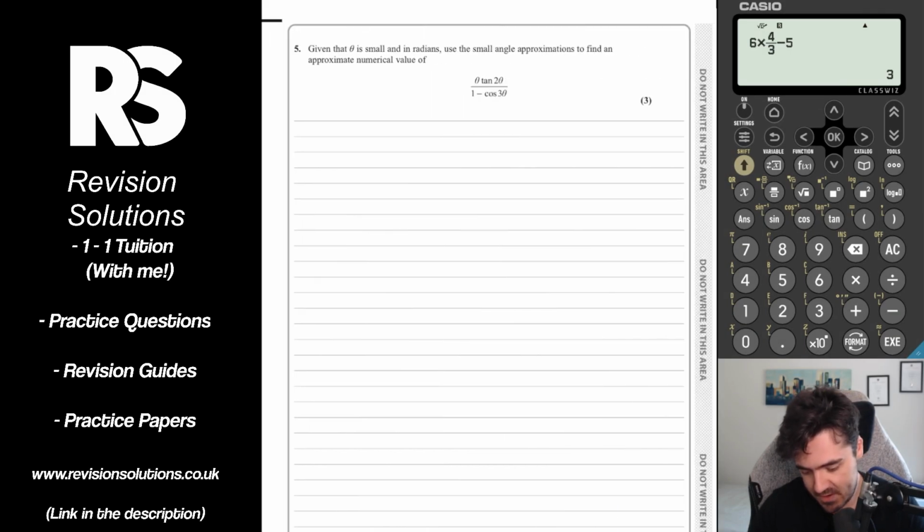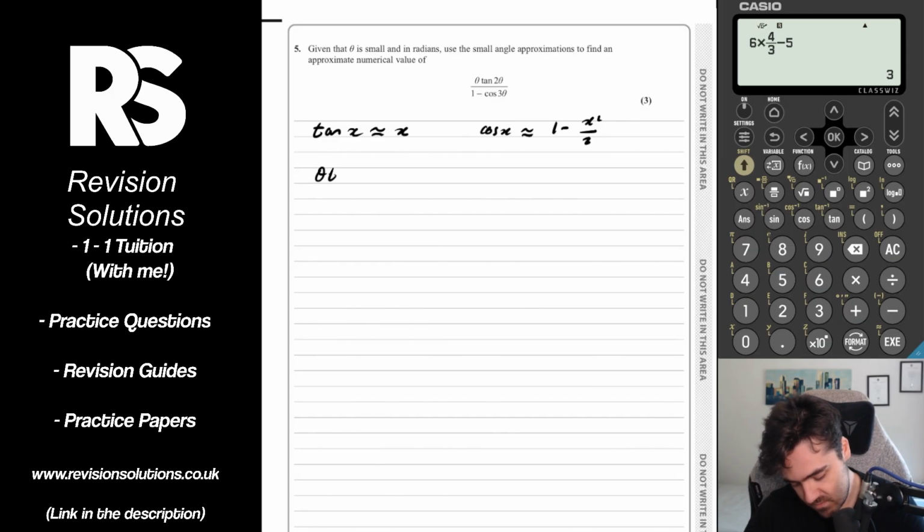Moving on to question 5. It says, given that theta is small and in radians, use the small angle approximation to find an approximate numerical value of theta tan 2 theta all over 1 minus cos 3 theta. So we're going to need the tan and cos small angle approximations, so let's just write them out. So tan x is approximately equal to x, and cos of x is approximately equal to 1 minus x squared over 2. But what we have to watch out for is the angles in ours have changed, so we have to insert those appropriately into each approximation when we use that.